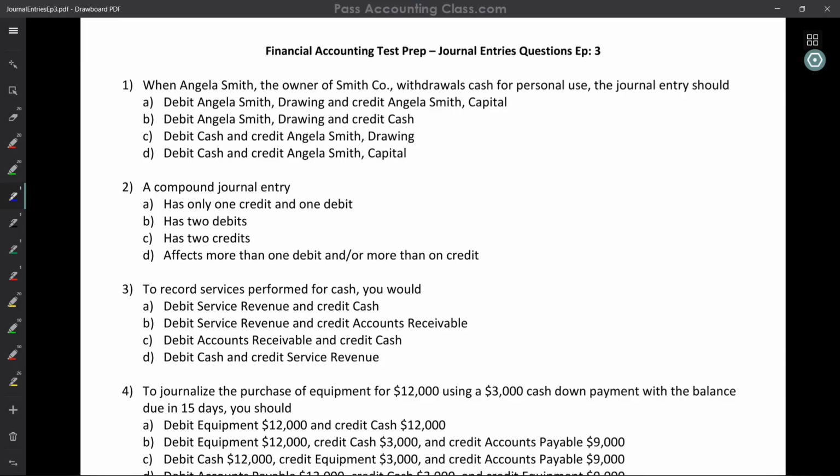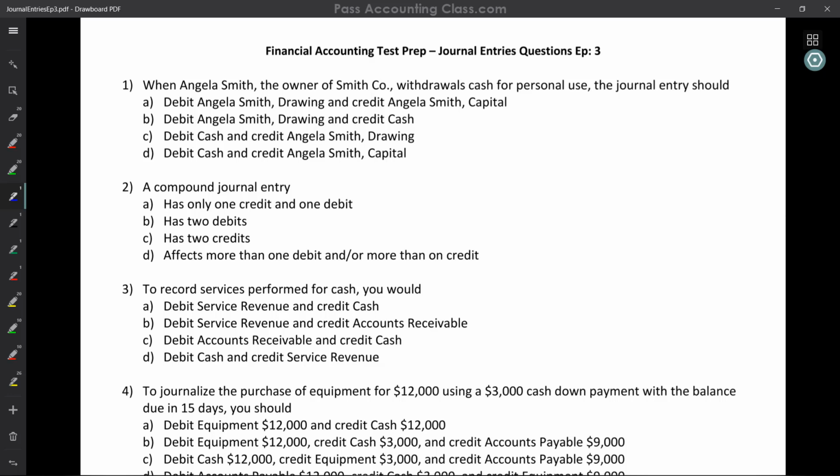Alright, so the first question reads, when Angela Smith, the owner of Smith Co., withdraws cash for personal use, the journal entry should debit Angela Smith drawing and credit Angela Smith capital, debit Angela Smith drawing and credit cash, debit cash and credit Angela Smith drawing, or debit cash and credit Angela Smith capital.